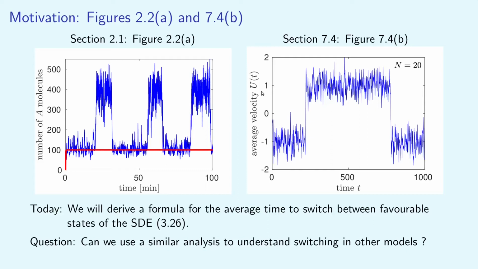While this is a completely different application area of stochastic modeling, there is switching between the favorable states of the system. Today, we will derive a formula for the average time to switch between favorable states of the SDE 3.26. An obvious question is, can we use a similar analysis to understand switching in other models? The answer is yes. Stochastic chemical systems will be discussed in our next lecture when we will cover section 3.8.